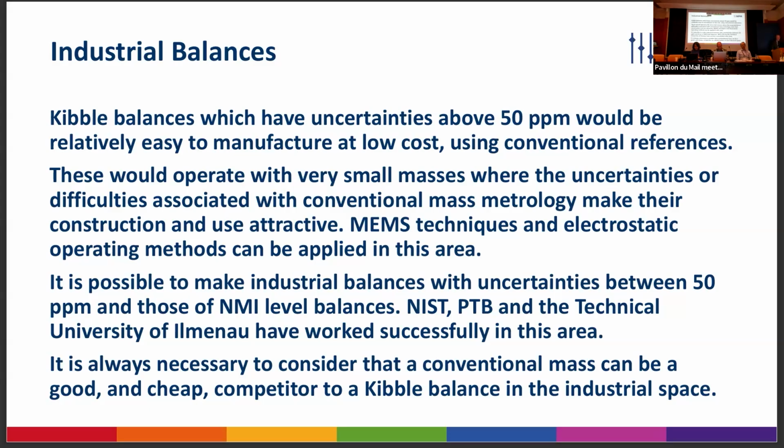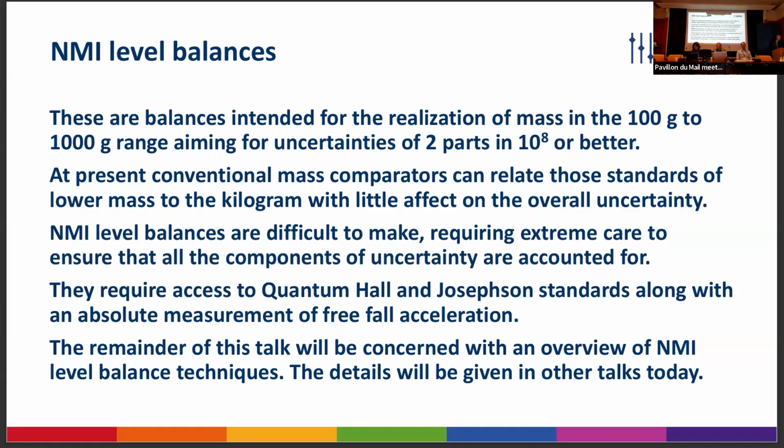And you've also got to remember, when moving into the industrial space, that a conventional mass is awfully cheap, very good, and it's competitive to the balance in many areas. NMI level balances are for measuring 100 to 1,000 grams at the highest level. They're difficult to make. You need access to all sorts of very expensive equipment. So I'll move on to that.